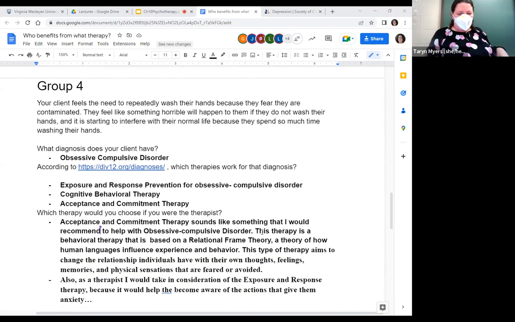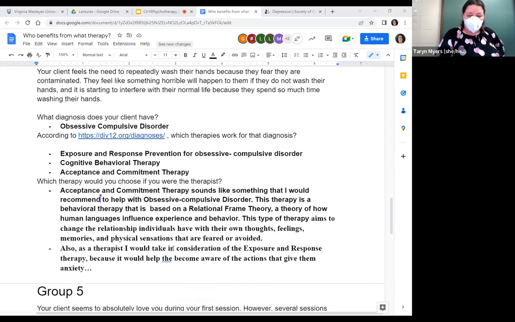And I'll just read for the other groups so no one has to be stressed out about unmuting. So group 4 had OCD, yeah. So lots of different things that work here: exposure and response prevention, CBT, and acceptance and commitment therapy. So looks like one of them really liked exposure and response.